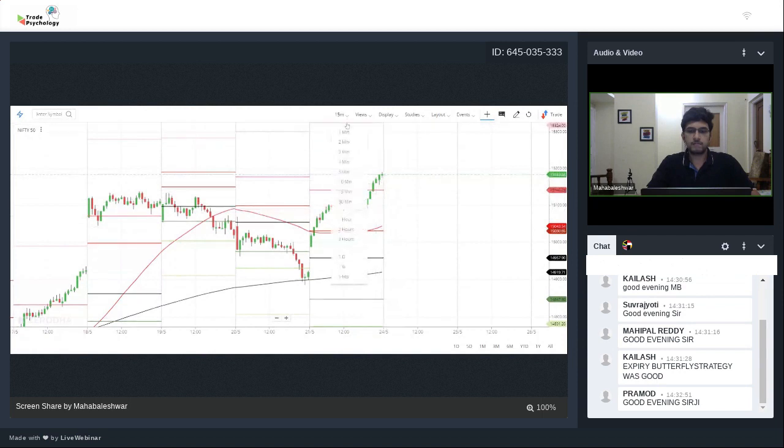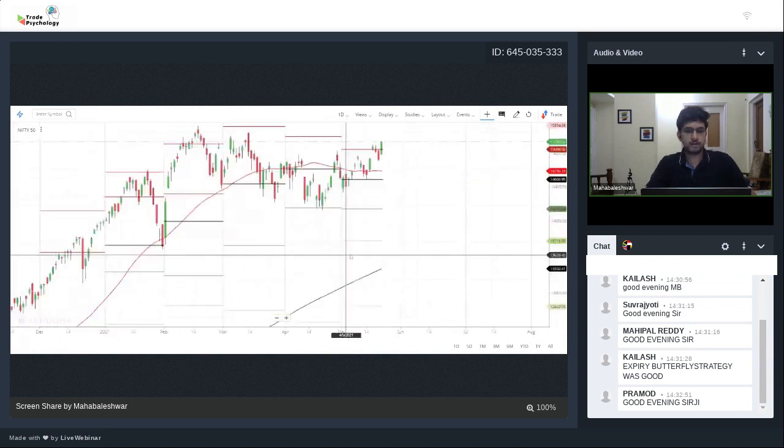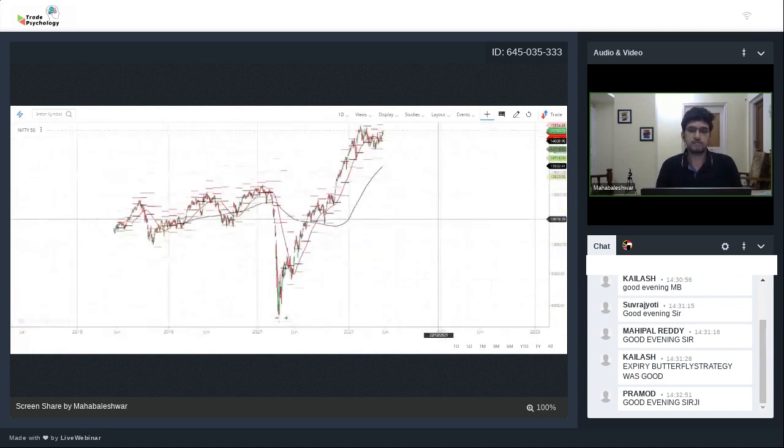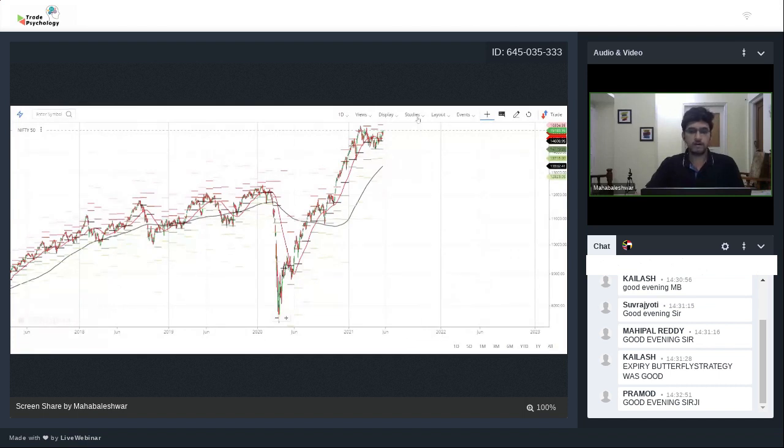And first, we'll go with the daily time frame, because I want to make it a very simple analysis for everybody. Even if you're a complete beginner, I will tell you the very simple system which you can follow in making the trend analysis for Nifty. The first thing is you should always go for a daily time frame.